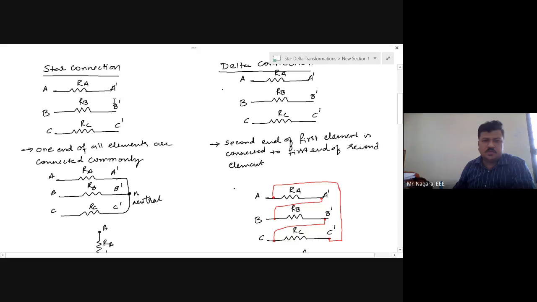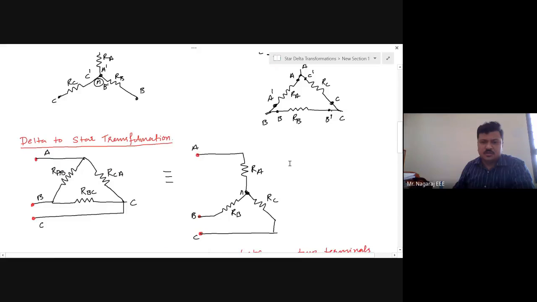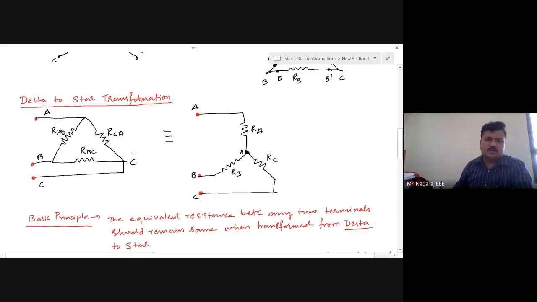If the second ends of all the passive elements are connected to a common point, then it is a star connection. And if there is an end-to-end connection of passive elements, then we get a delta connection. With the star and delta connections, we have seen some points regarding delta to star transformation. Now I have the delta network in hand and I want the equivalent star of that.